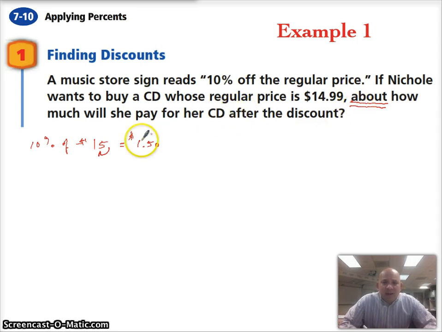No, that's just the discount. We need to find the discounted price. How much will she pay for this in the end? So I'm going to subtract $1.50 from $15 to see how much the end price will be. And my end price will be $13.50.